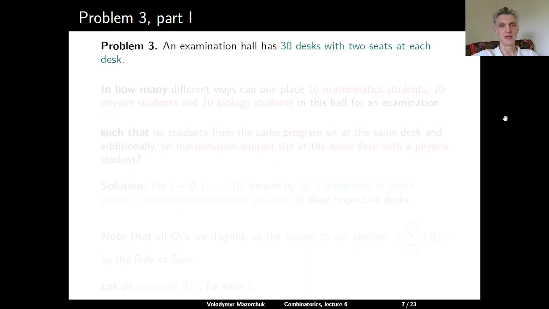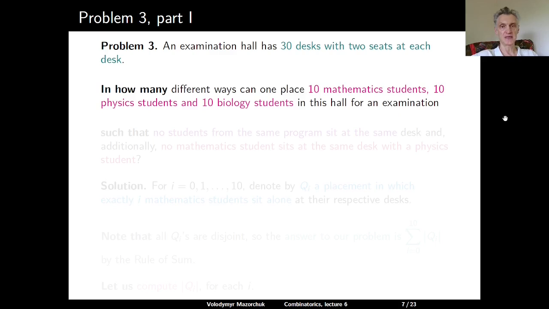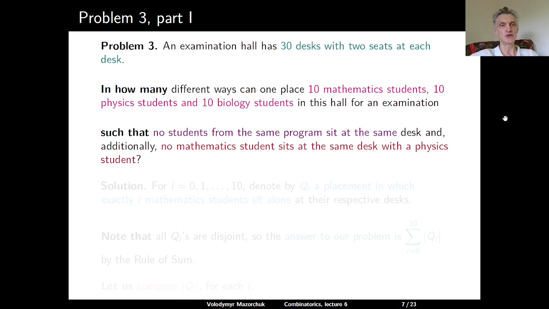Problem 3. An examination hall has 30 desks with 2 seats at each desk. In how many different ways can one place 10 mathematics students, 10 physics students, and 10 biology students in this hall for an examination, such that no students from the same program sit at the same desk, and additionally, no mathematics student sits at the same desk with a physics student?